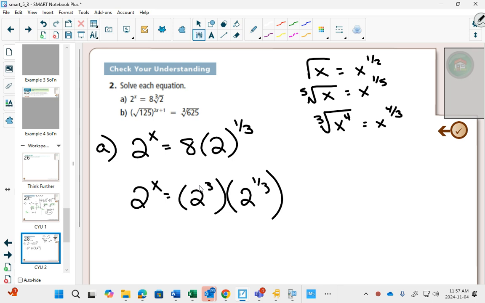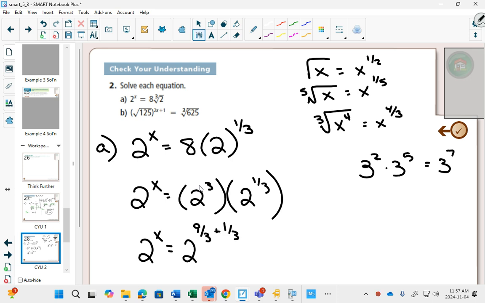Right? If I give you nicer numbers, like if I had 3 squared times 3 to the 5, this is equal to 3 to the 7. So when you multiply the same base with different exponents, you added the exponents. We're going to have to add here, but this time we're adding fractions. How do you add fractions? Common denominator. Can you see that 3 I can make as 9/3 plus 1/3?